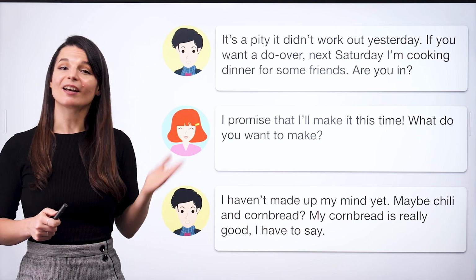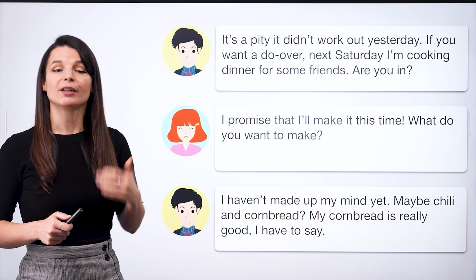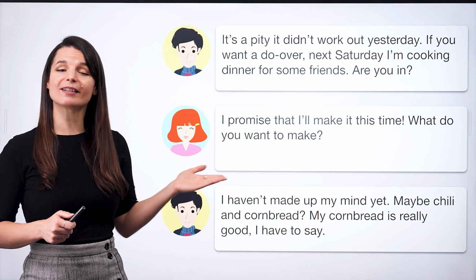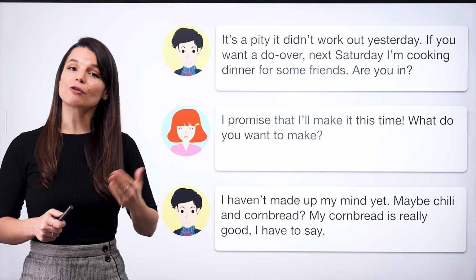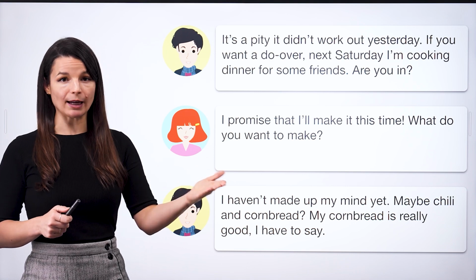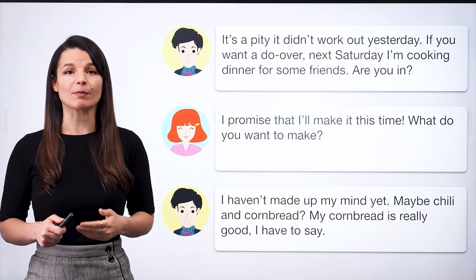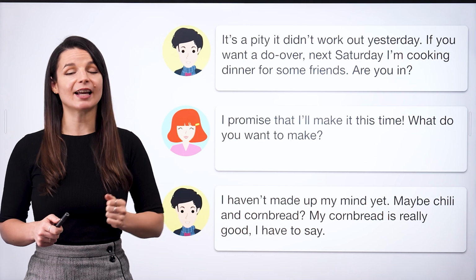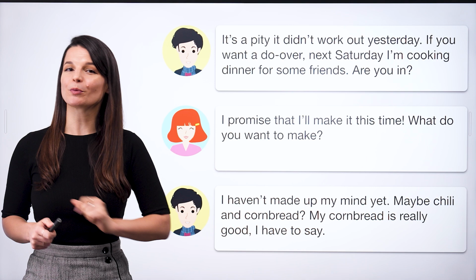In this dialogue, this character says, I promise that I'll make it this time. She does this using the sentence structure of I promise plus that plus a future simple verb phrase. The future simple verb here is will make. However, there is also another way of promising to do something, which is I promise plus an infinitive verb phrase, like to go to the store or to play some golf. Let's practice with this grammar more in this lesson.